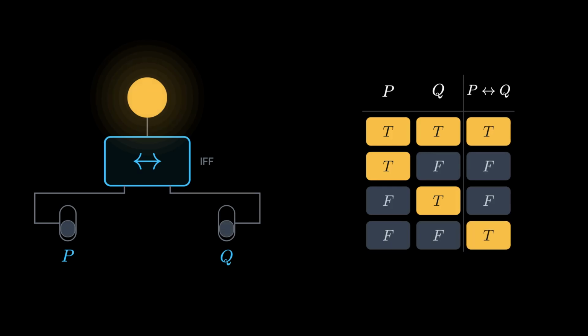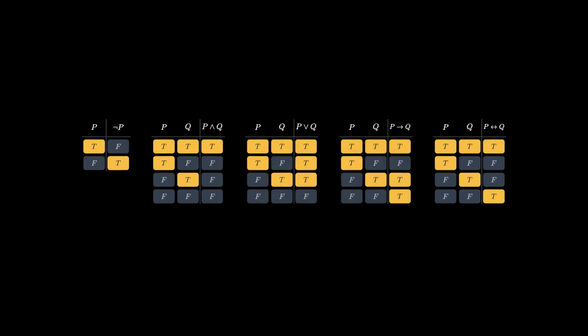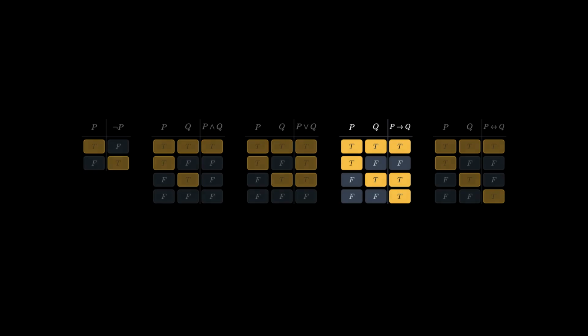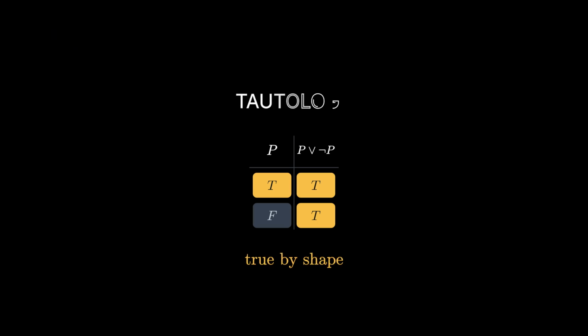5 boxes, 5 tables. That is genuinely the whole toolkit. And it is enough to break something. Some sentences do not need the world's help. It is raining, or it is not. P or not P. Run both settings. Lit. Lit. There's no way to make it false. True by shape, not by weather. Sentences like that are called tautologies.